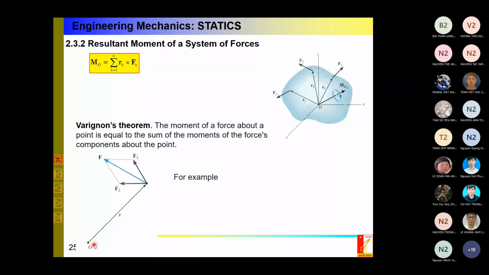Okay. So you see that if F is equal to F1 plus F2, the moment MO of F and the moment of F1, F2 are the same. Here is the proof. If I calculate the moment of these two forces, it gives F, in this case the resultant force. It is the so-called Varignon theorem, remember, okay? And that is beside the resultant moment of a system of all forces.